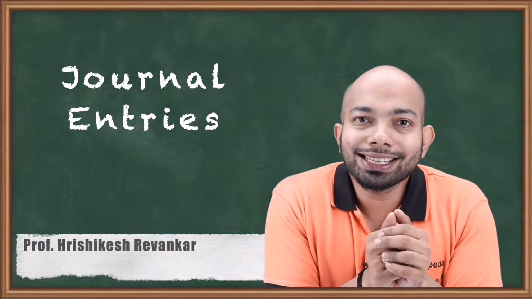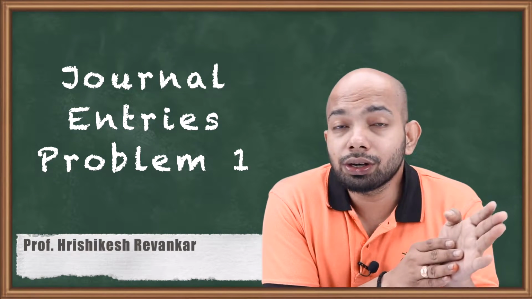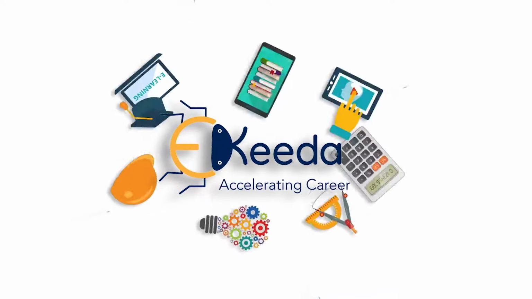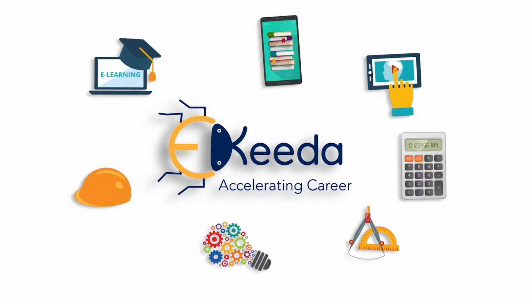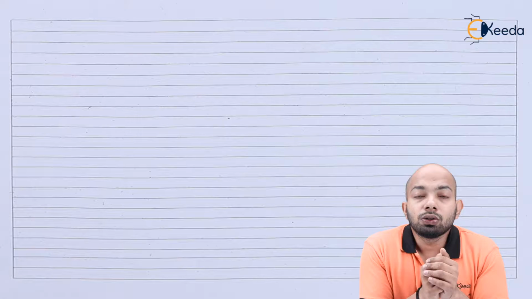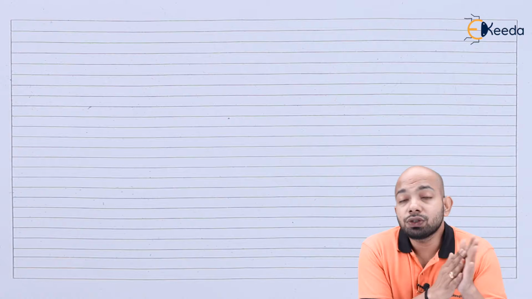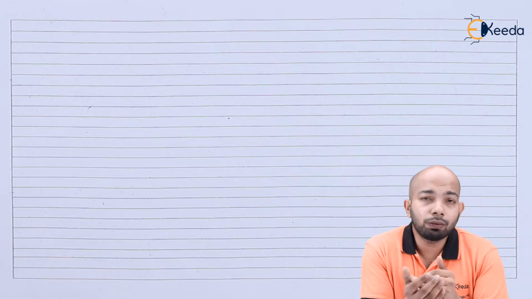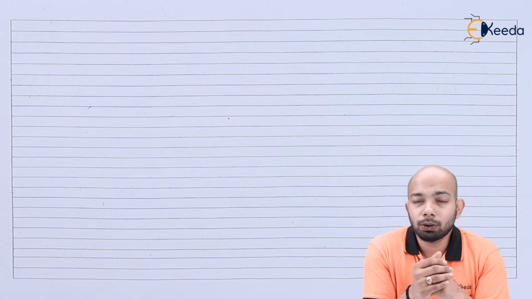Hello friends, we'll be discussing an illustration which is related to the journal entries that we just did. We'll solve a problem related to that. Since we have already understood the kind of journal entries that we'll be having, let's understand with the illustration how we'll be able to solve it further with some additional problems.